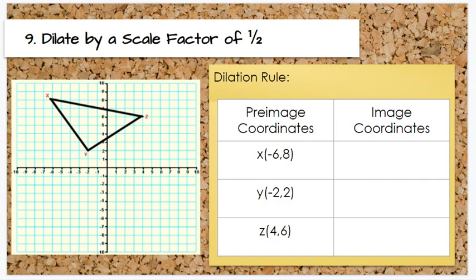All right, and then the last one is this triangle. Go ahead and pause the video and do this one by yourself. This time your scale factor is 1/2. So you're going to multiply every original pre-image coordinate by half and give me the new ones and graph it. So pause the video, do this one on your own, and then press play to check it with me.